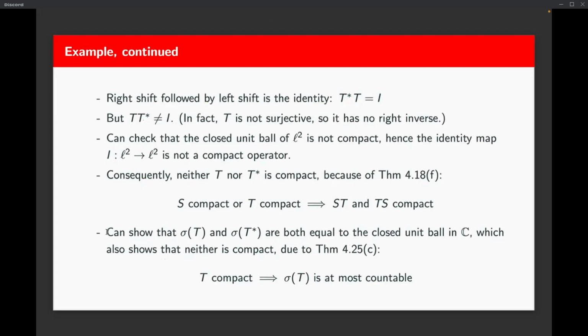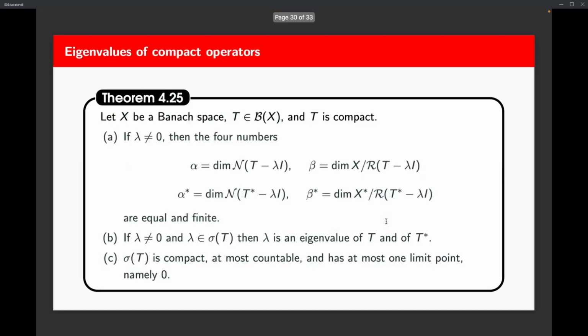You can also show, and I didn't go through the proof of this here because it's a little bit more involved, but it's not super hard, that the spectrum of T and the spectrum of T star, it turns out these spectrums are always equal, by the way, for general T and T star in Banach spaces. They're both equal, and they both equal the closed unit ball in C. So it's a set of all lambdas with magnitude less than or equal to 1. So here we have a super failure of this.